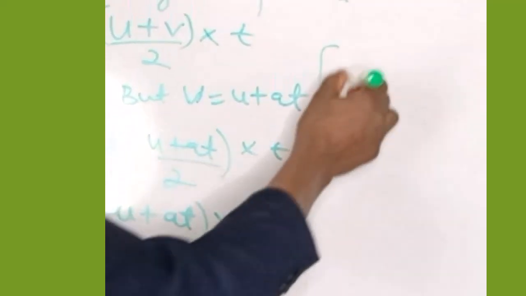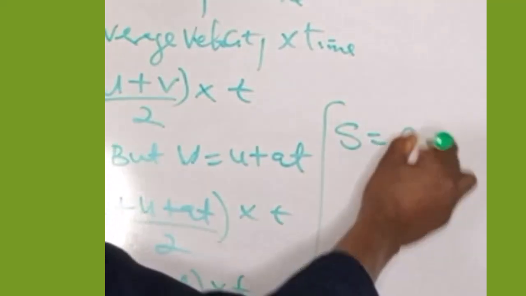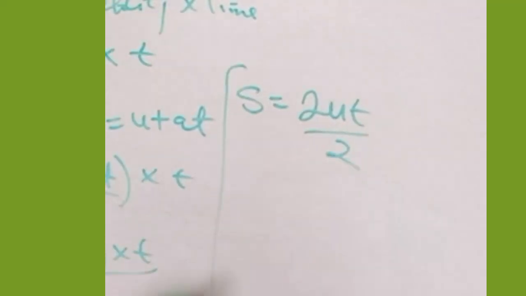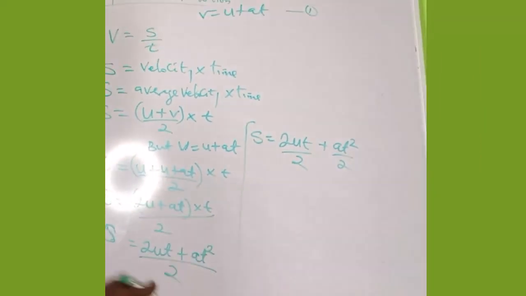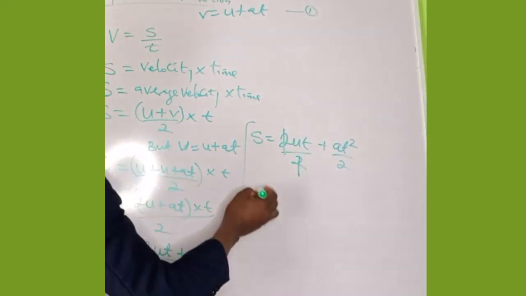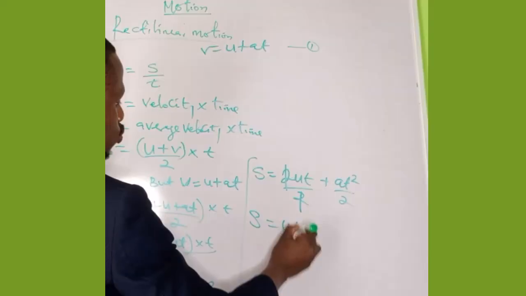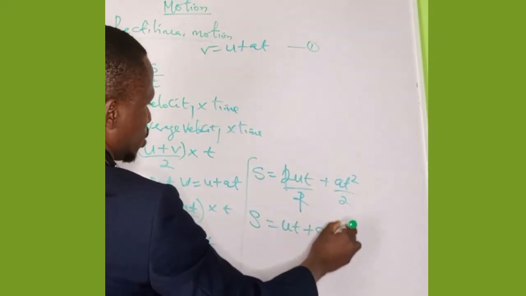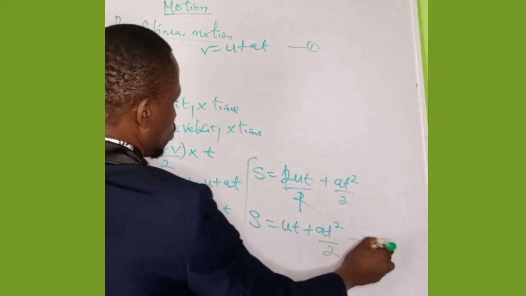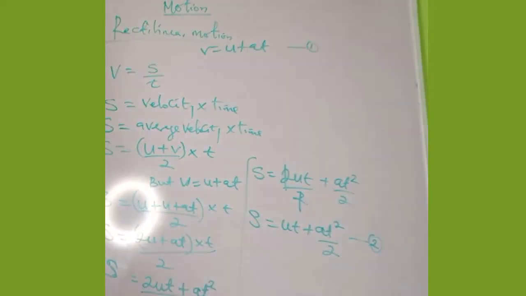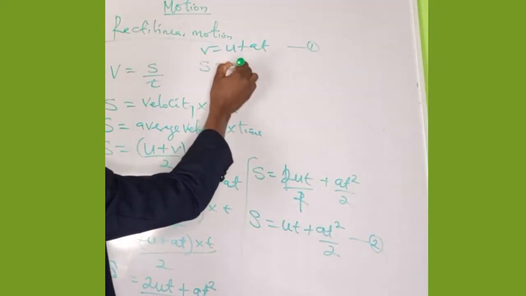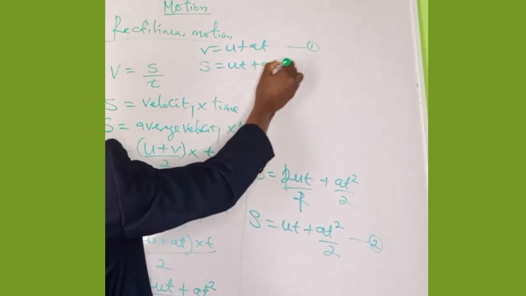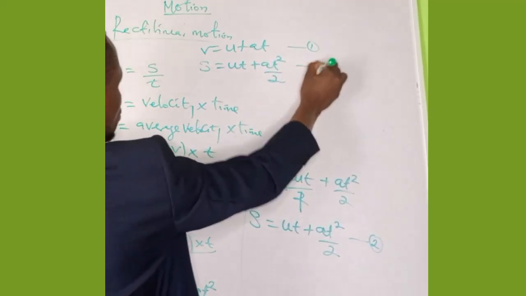What does this mean? It means that S is equal to 2UT plus AT square all over 2. This 2 is owned by both of them, 2 is the LCM, so this can cancel this. S is equal to UT plus AT square over 2, equation 2 of motion. So we'll put it down. The second one is that S is equal to UT plus AT square over 2, equation 2.